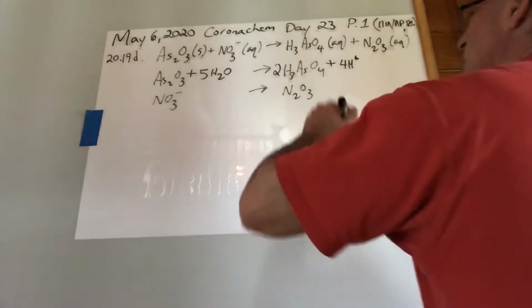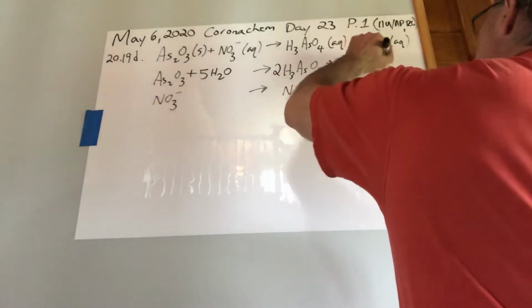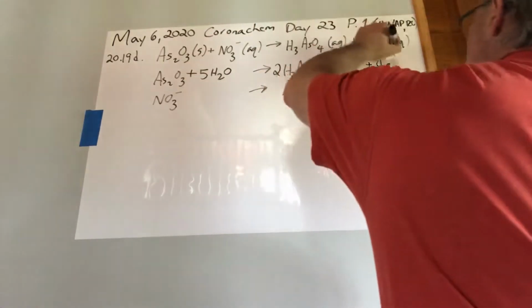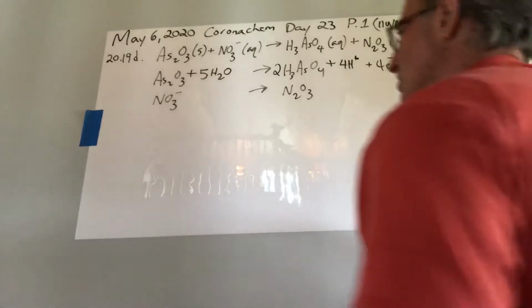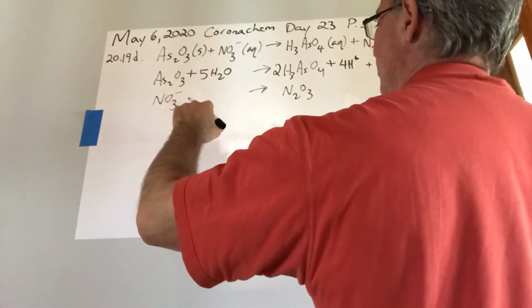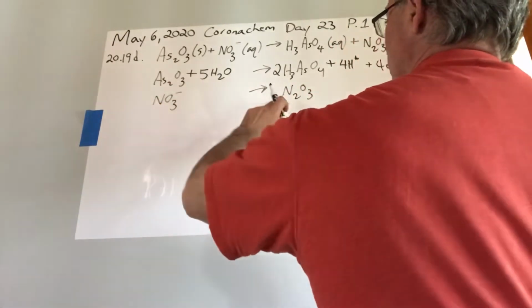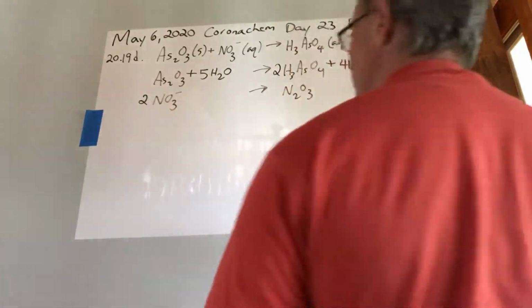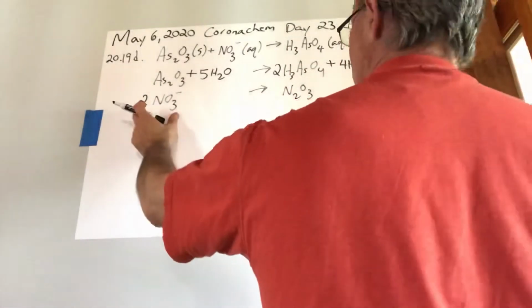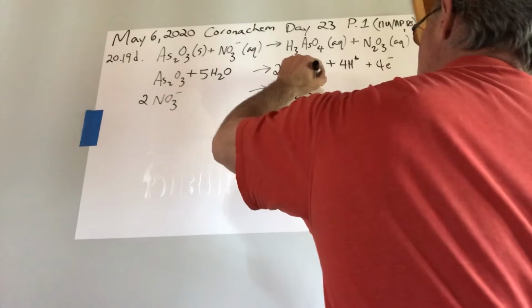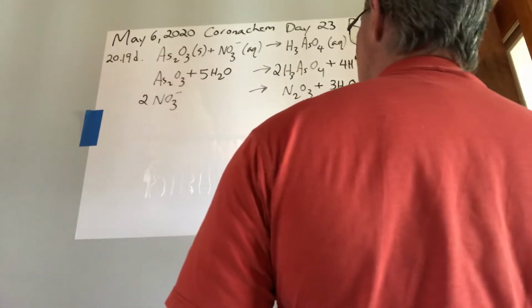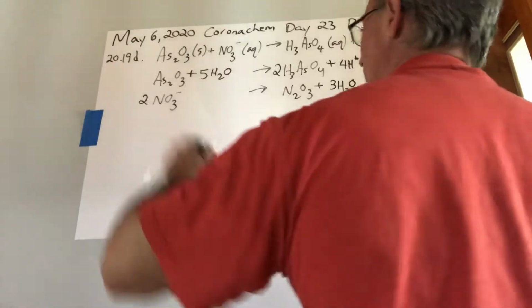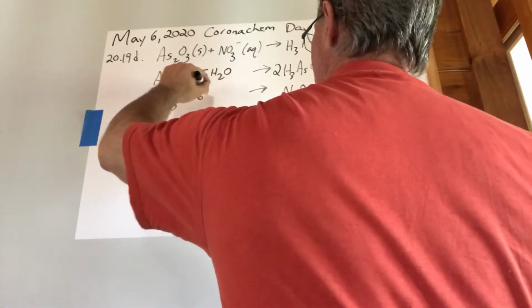And then lastly, you balance the charges by putting 4 electrons on the right, because there's 0 charges on the left, but plus 4 on the right. So you balance that off by putting 4 electrons. Now we can move to the second half reaction. There's 1 nitrogen here, 2 over there, so we're going to put a 2 in front of the nitrate. That gives us 6 oxygens versus 3 oxygens, so we're going to put 3 waters on the right-hand side. And then we'll balance the hydrogens by adding 6 hydrogens on the left.